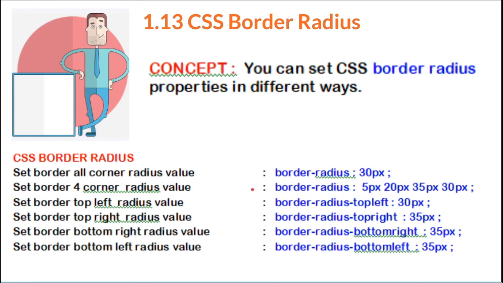We can also set different values for each corner. We can say 5, 20, 35 pixels. We can set one corner only, so we say border top left radius 30 pixels, border top right radius 35 pixels, border bottom right radius 35 pixels, border bottom left radius 35 pixels. So it gives you fine tuning of your border radiuses.